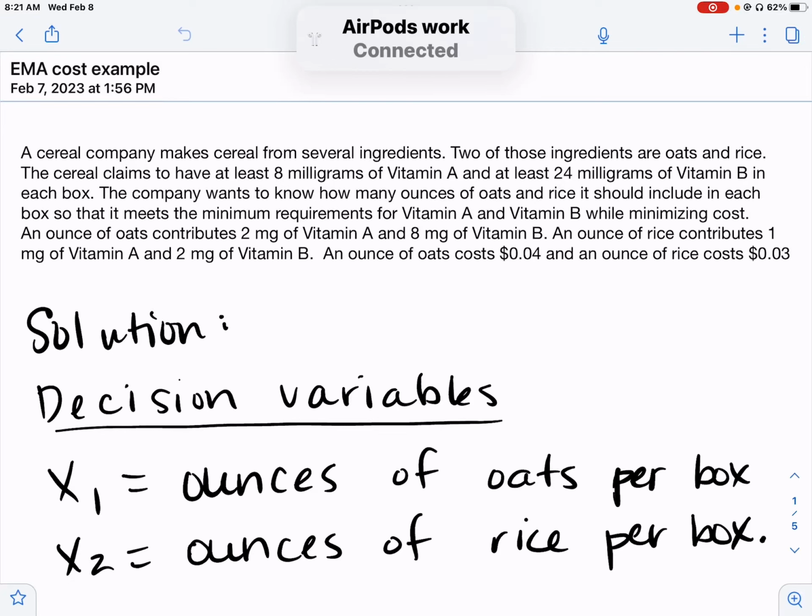A cereal company makes cereal from several ingredients. Two of those are oats and rice. The cereal claims to have at least 8 milligrams of vitamin A and at least 24 milligrams of vitamin B in each box. The company wants to know how many ounces of oats and rice it should include in each box so it meets the minimum requirements for vitamin A and vitamin B while minimizing cost.